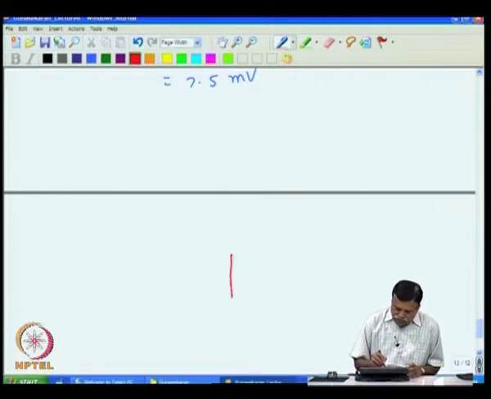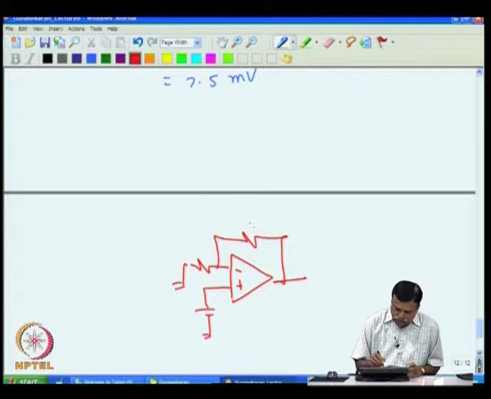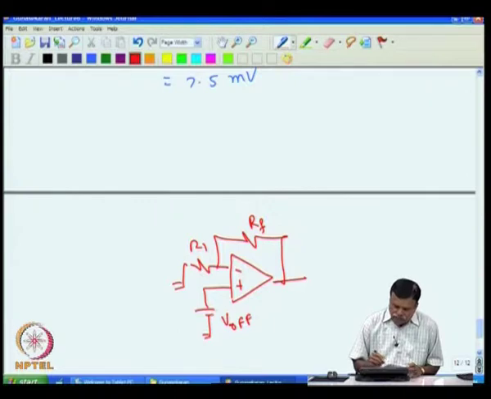I can show like this. If I take the operational amplifier and draw this, we can show that it has an offset voltage, and then if I have a gain that depends on RF and R1, then this is V offset. This is not the input voltage that I am applying, this is actually the offset voltage.